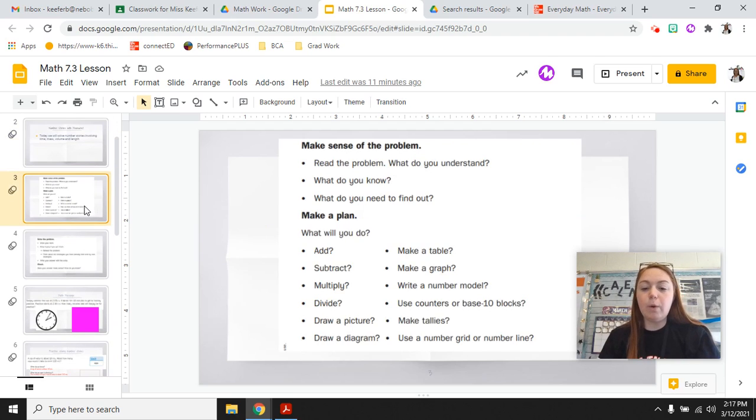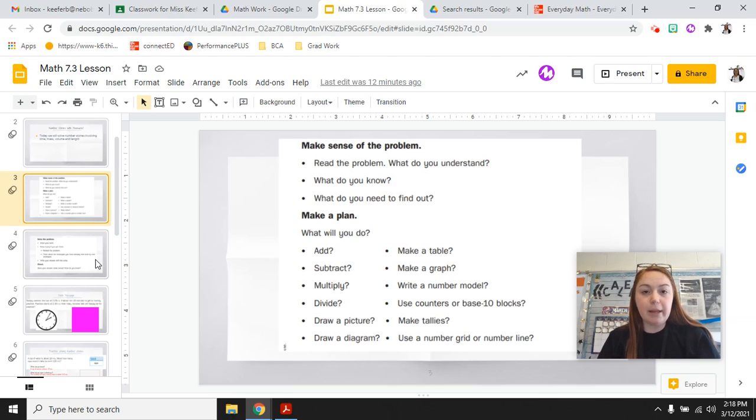But to start, we want to review the steps to solving a number story, and then we'll get into the actual solving part. So when you read a number story, you want to make sense of the problem. So you want to read the problem. What do you understand? What do you know? And what do you need to find out? So look at the information that's there and then look at what question they are asking you.